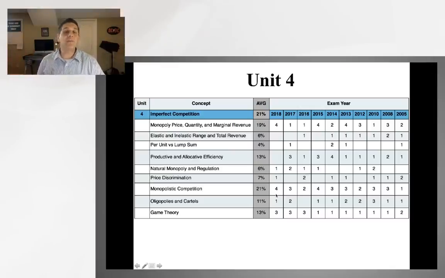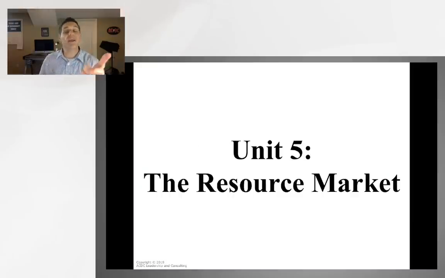Anyway, you're going to see some questions on monopolistic competition, so know what that graph looks like. We'll draw it today. And then maybe oligopolies, cartels, and definitely a game theory matrix with two individuals doing something. You have to decide where the dominant strategy or the Nash equilibrium is. Again, this is Unit 4. Okay, Unit 5, like I said, is a shorter unit.